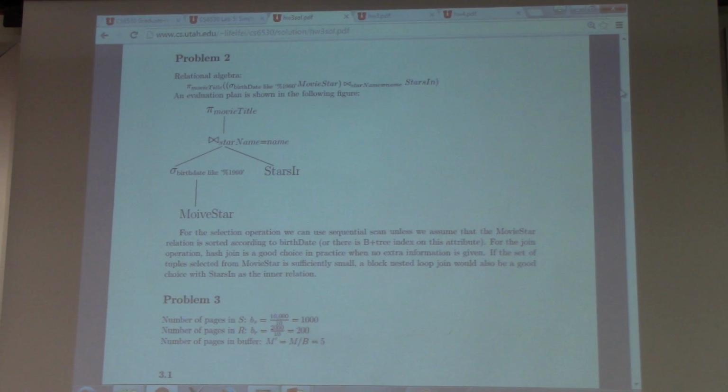Question 2 asks you about how to generate a particular query plan. So in this case, is it too small?